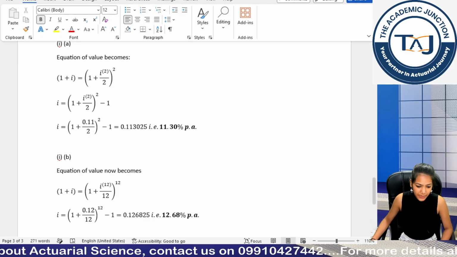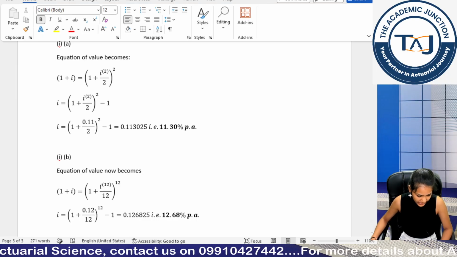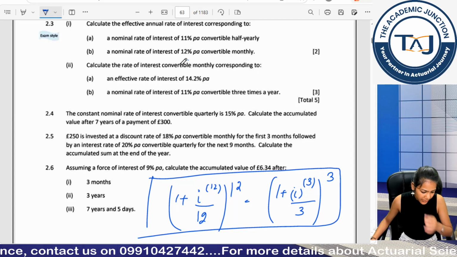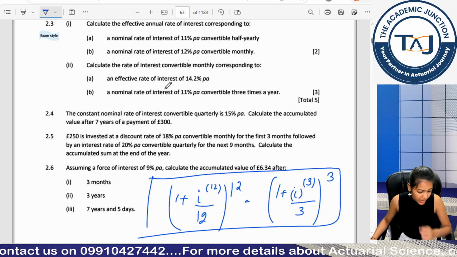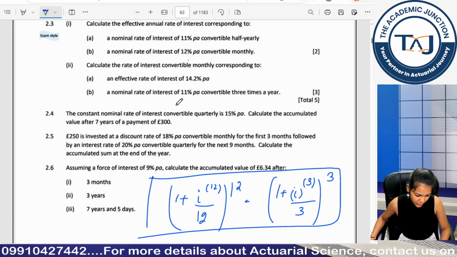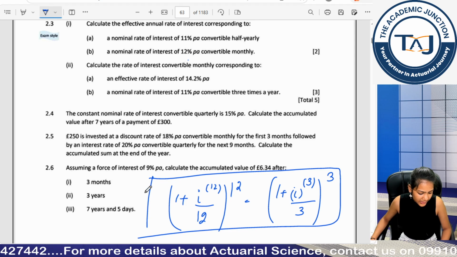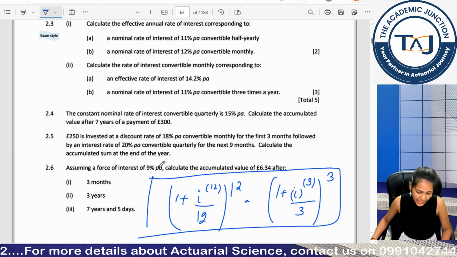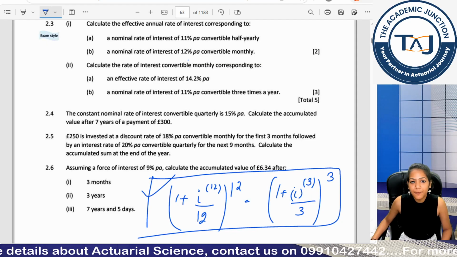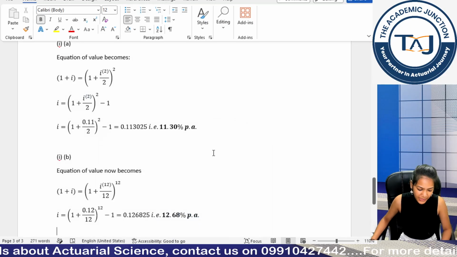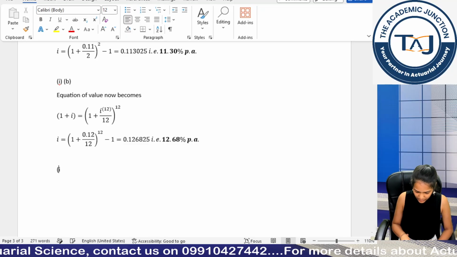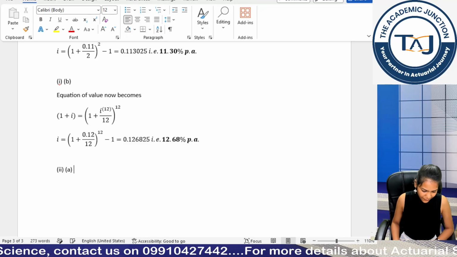Let's move on to the second part now. Let's read what the second part says to us. Calculate the rate of interest convertible monthly corresponding to an annual effective rate of interest of 14.2% per annum. Okay. So either we can use, for parts A and B, this type of equation, otherwise we can use the simple formula of the convertible rate that we have been given in the CM1. Okay. So let's do the second part with the formula only.